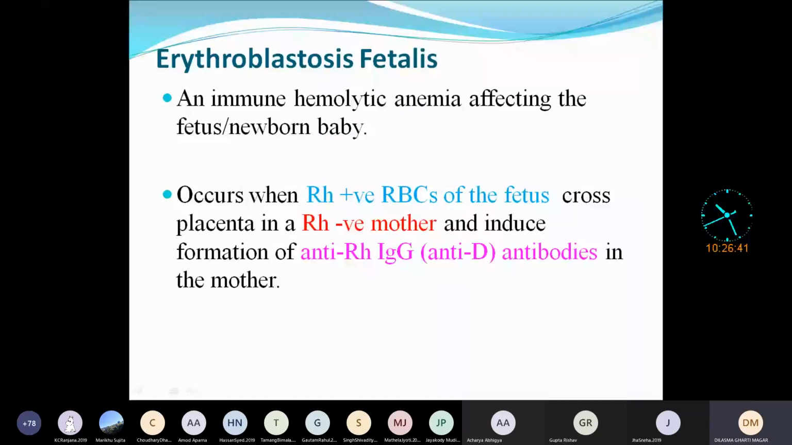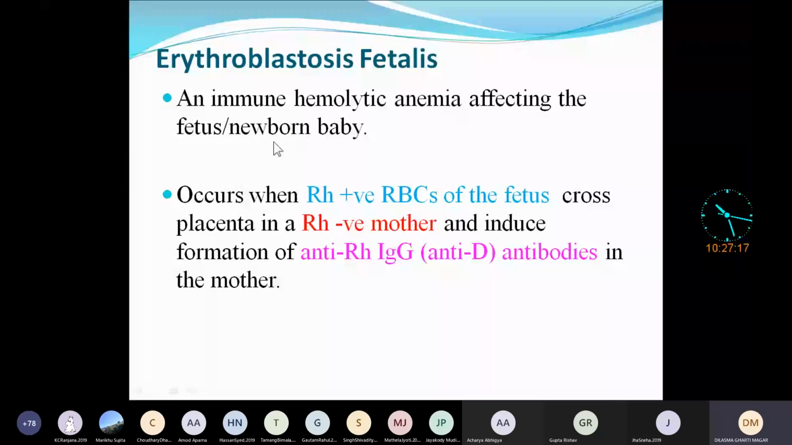So now we'll come to the erythroblastosis fetalis. ABO incompatibility, I'll show you at the end on one slide. Now, erythroblastosis fetalis is an immune hemolytic anemia affecting the fetus or the newborn baby. Because of the development of immune antibodies, it will lead to the hemolysis of the RBCs of the baby or the infant. So it's the same thing.